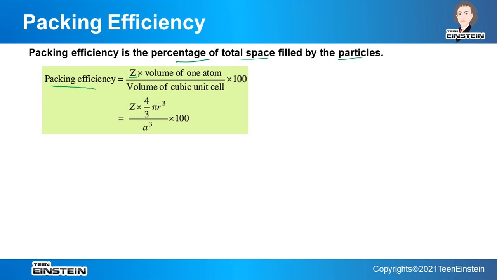It is Z. Now what is Z? Z is the number of atoms present in the unit cell. We have already seen that for BCC it is 2, for FCC it is 4, and how to calculate it. So you have to multiply that number Z with the volume of one atom. If the radius of the atom is given, we can easily find the volume of one atom or particle, divided by the volume of the cubic unit cell. So we have to know the edge length of the unit cell, and if the edge length is a, the volume will be a cube. The formula for the volume of a sphere is 4/3 pi r cube. So that is written here.